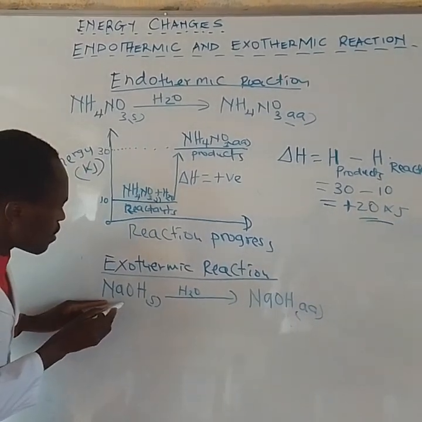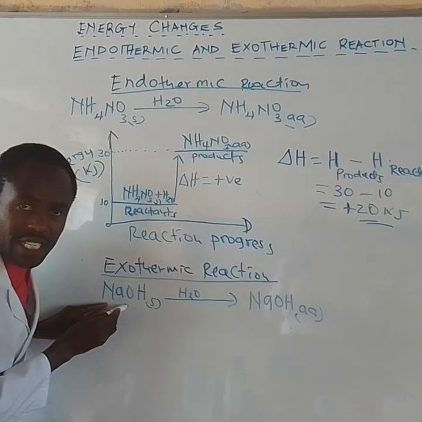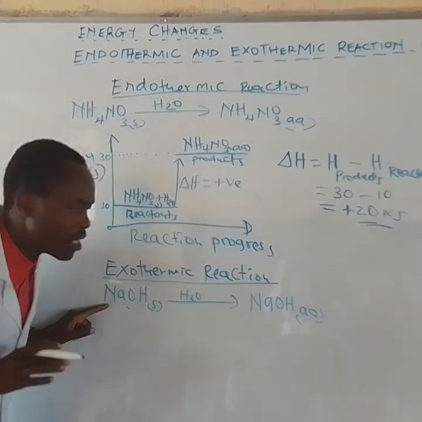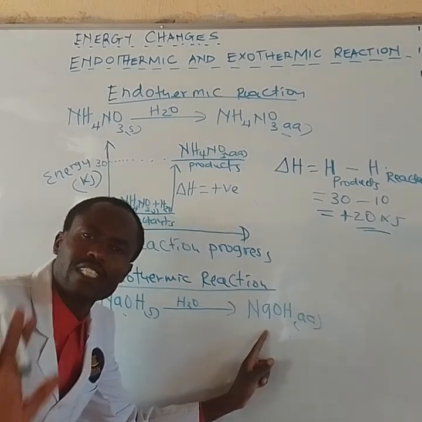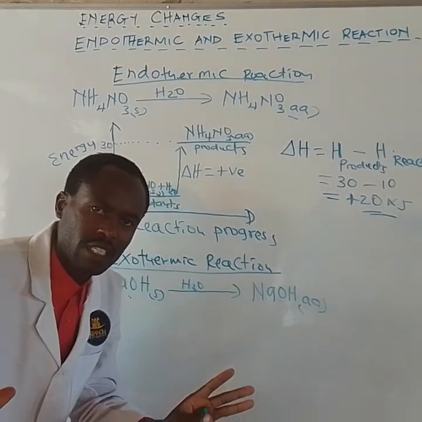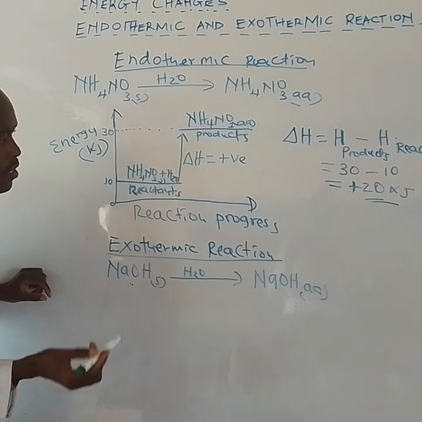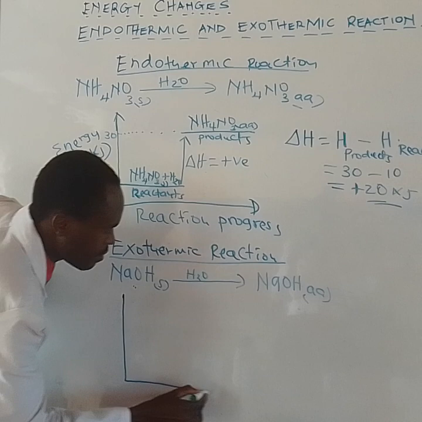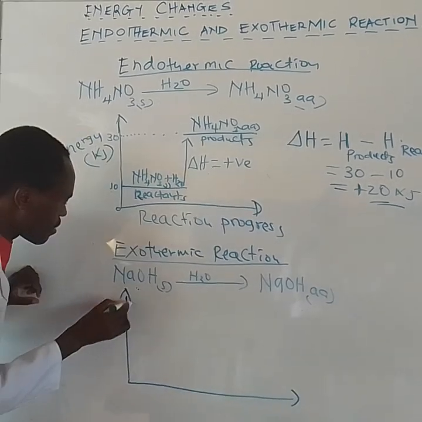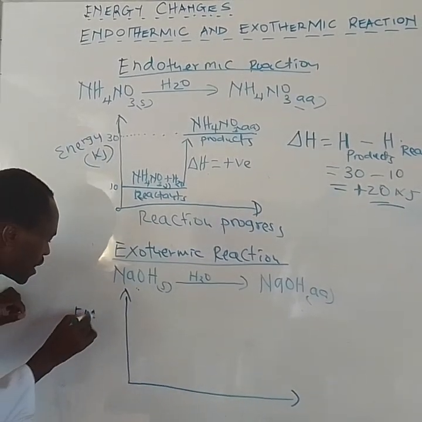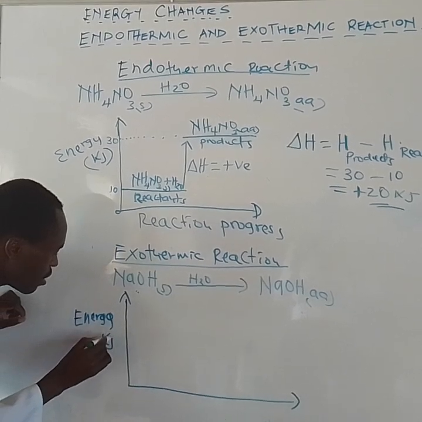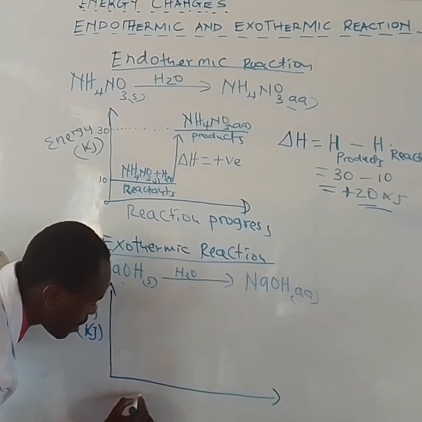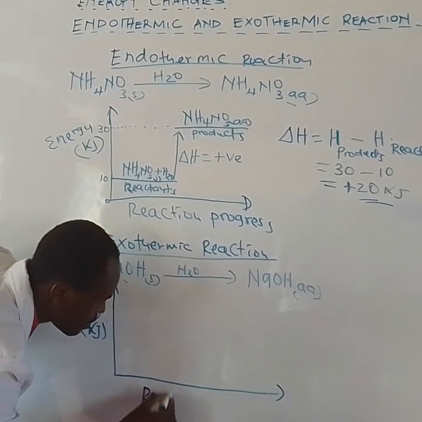So here the reactants were able to lose some heat to the surrounding. So it means the products formed have less energy. We are in agreement, isn't it? So we can also represent this one on an energy level diagram like this, where on the y-axis we have energy in kilojoules, then on the x-axis we have reaction progress.